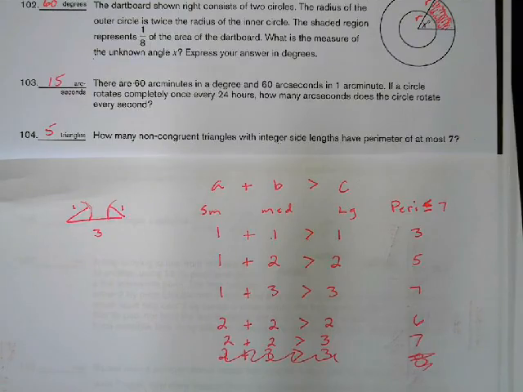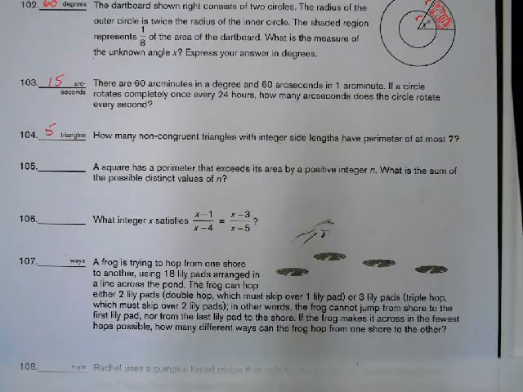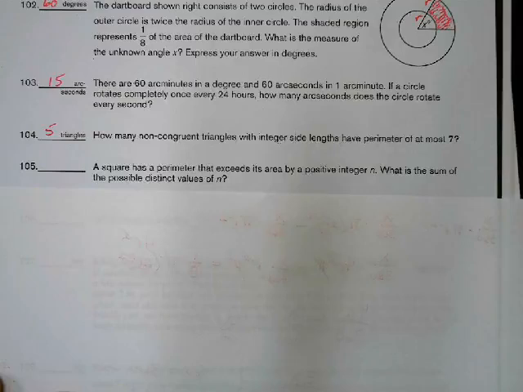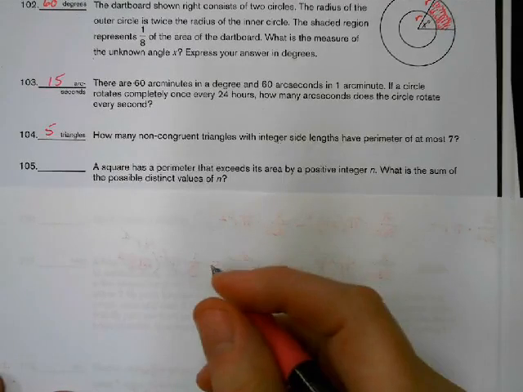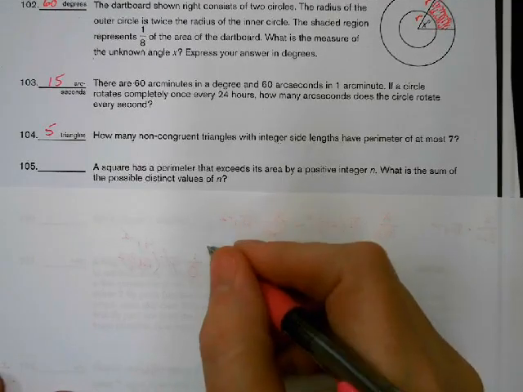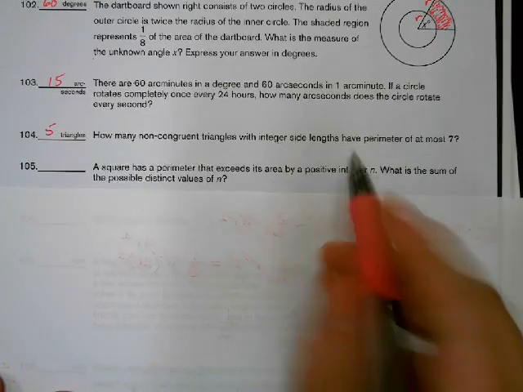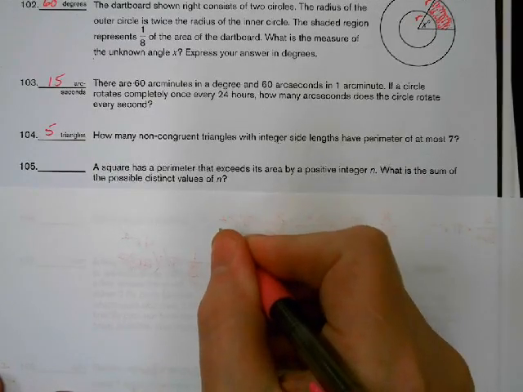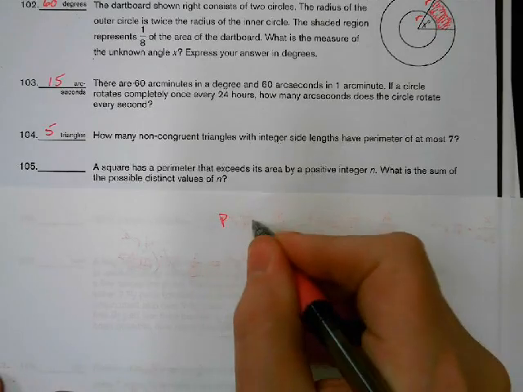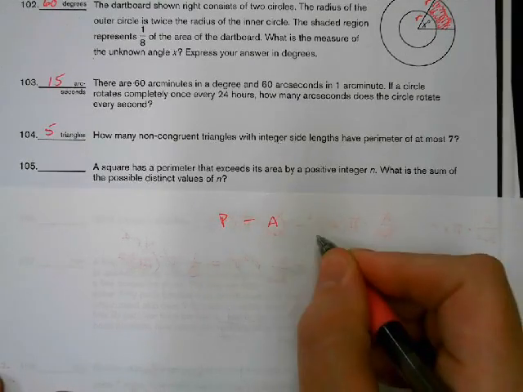All right, next one. A square has a perimeter that exceeds its area by a positive integer n. What is the sum of the distinct values of n? Okay, so we've got the perimeter exceeds the area. So this means the perimeter minus the area equals a positive integer n.